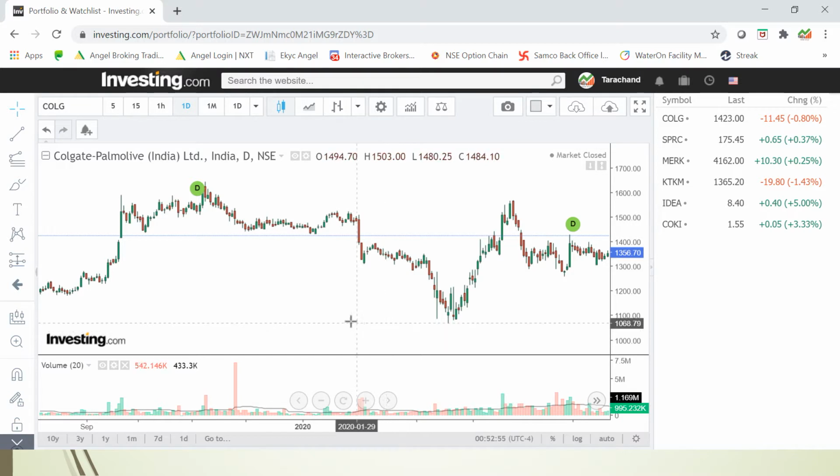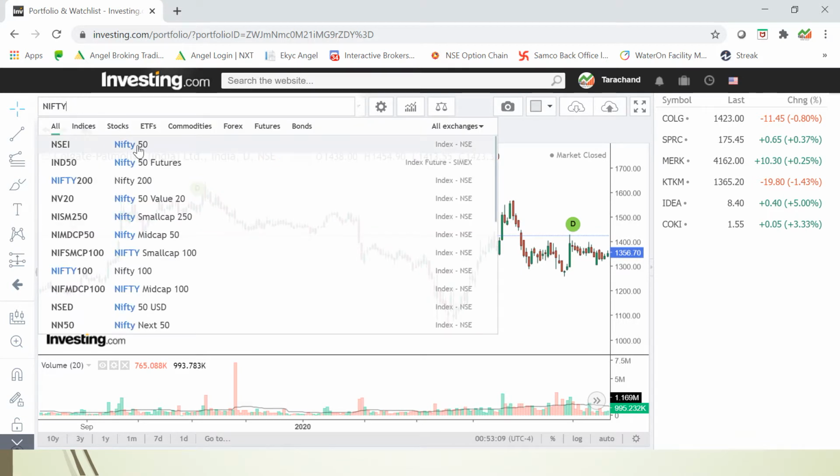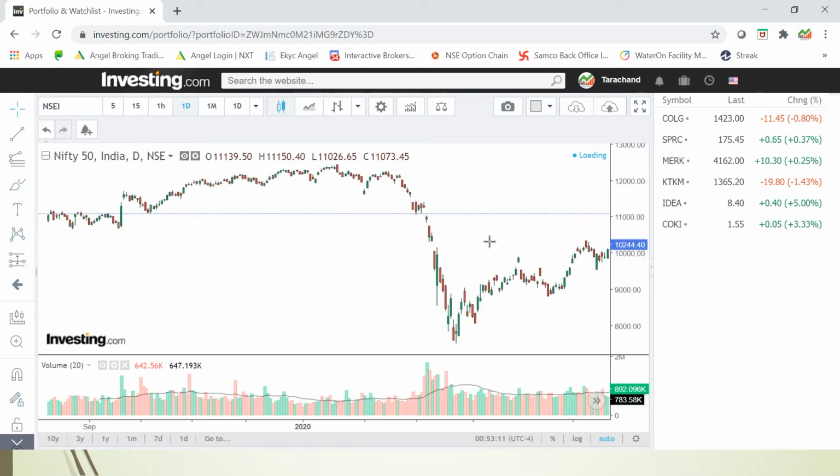Now here, to get the Fibonacci retracement, first you have to open the chart which you want to look at. So let's start with Nifty. Let's open the Nifty chart as our first example. This is my Nifty 50 daily chart.